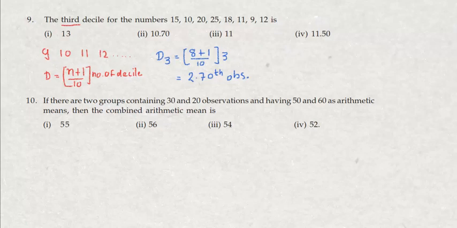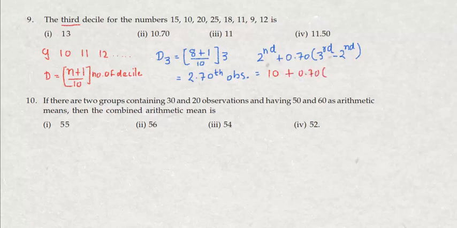So it is second observation plus 0.70 of the distance of third observation and second observation. So we just want to have 70% of the difference of third and second observation. Let us fill the numbers here. Second observation is 10 plus 0.70.